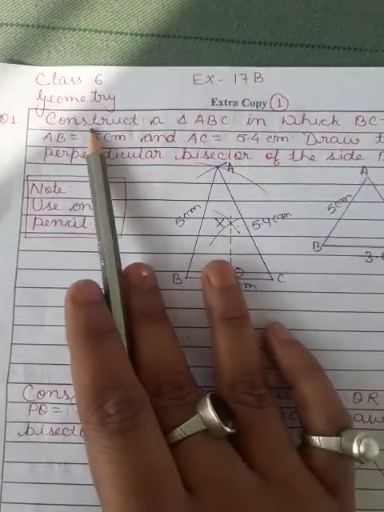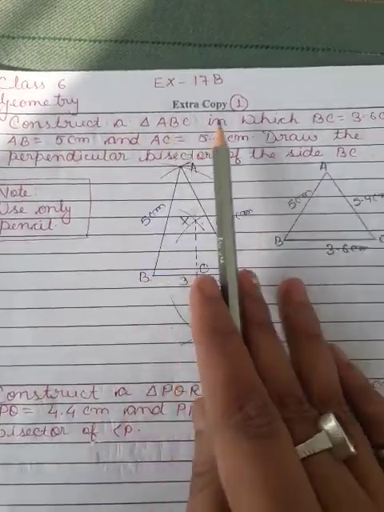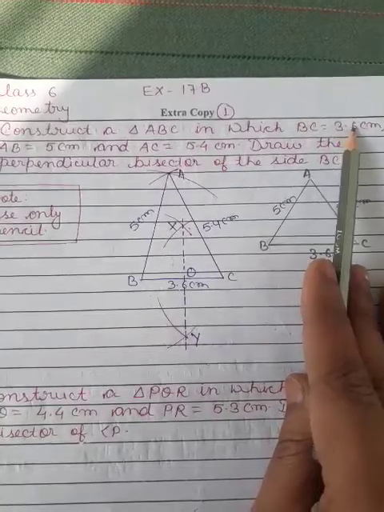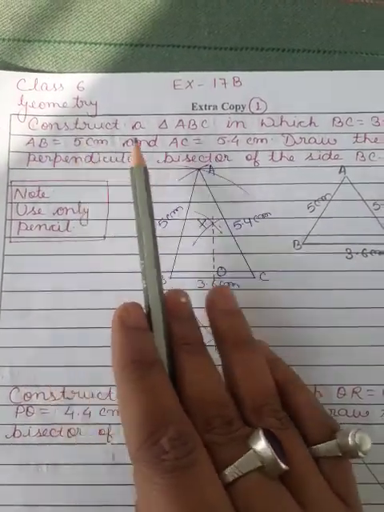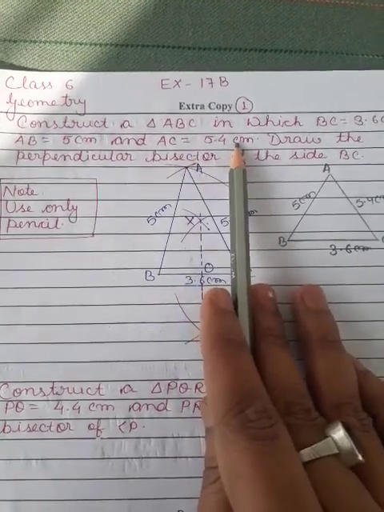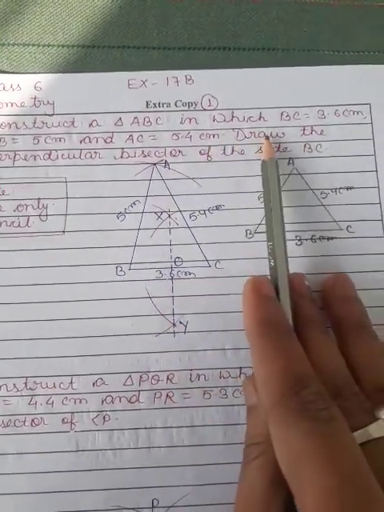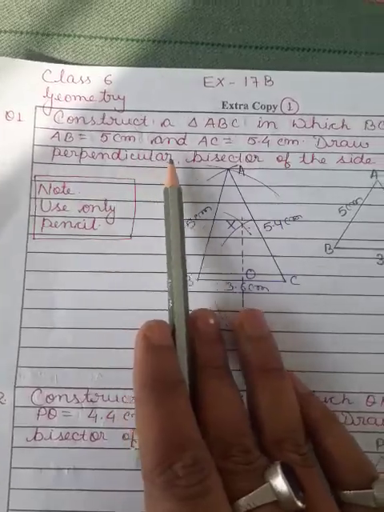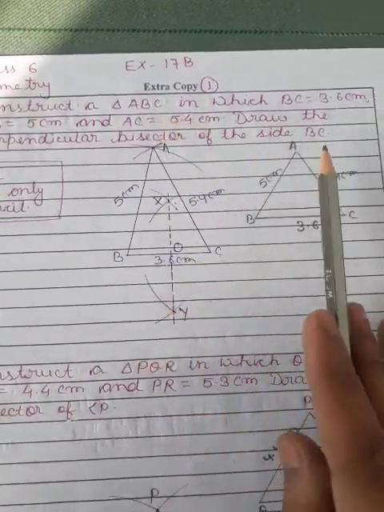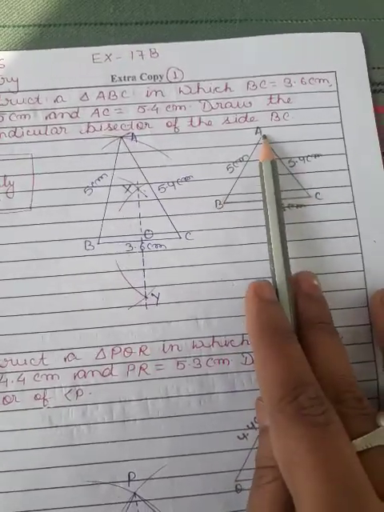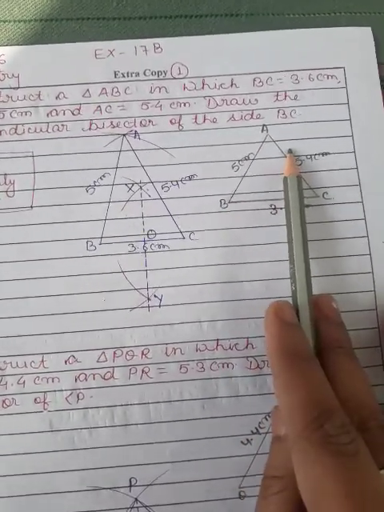Question number 1 is: construct a triangle ABC in which BC is given 3.6 centimeter, AB is given 5 centimeter and AC is given 5.4 centimeter, and then draw the perpendicular bisector of the side BC. Now first of all we will draw a rough sketch of the triangle with the help of your scale.